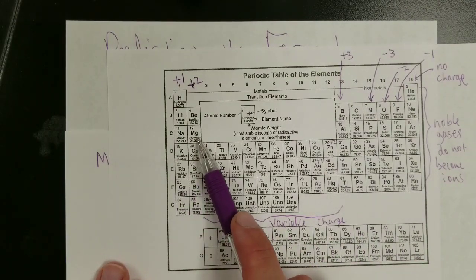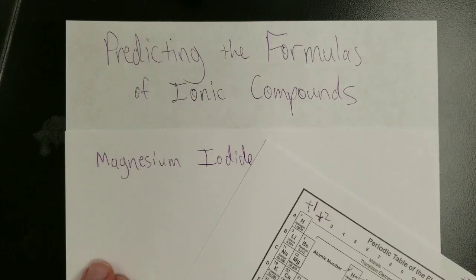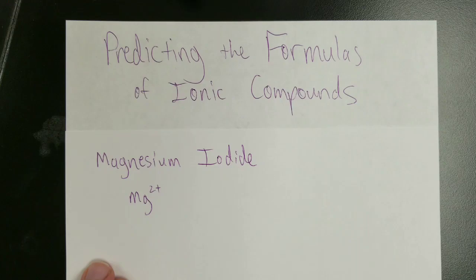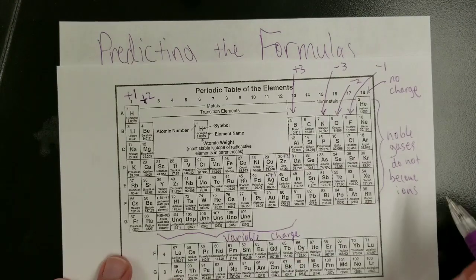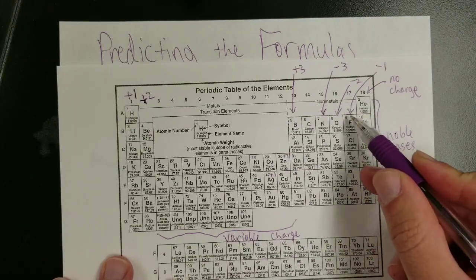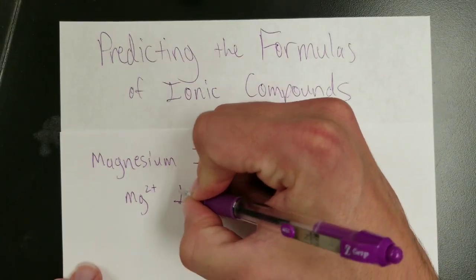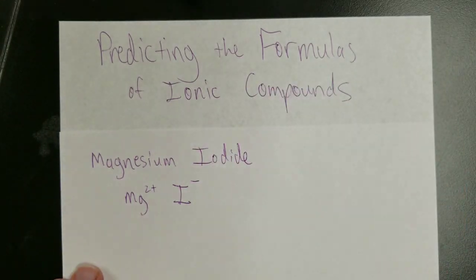Magnesium is one of the things that becomes a +2 when charged, so I know that magnesium iodide involves magnesium 2+ ion. Iodine, I find that on the periodic table right here, and I know it's a -1. So I know, okay, magnesium and then iodine minus charge. Now, here's what I'm going to do.